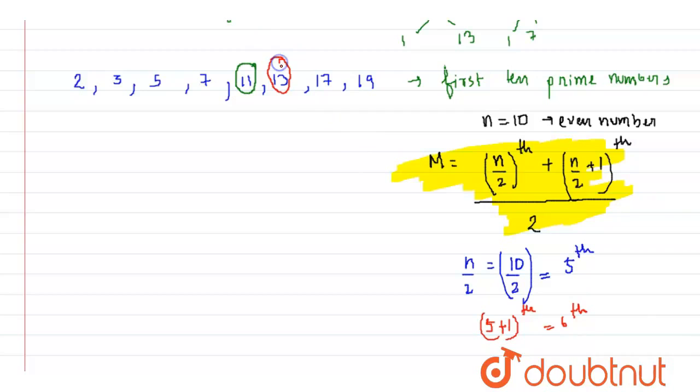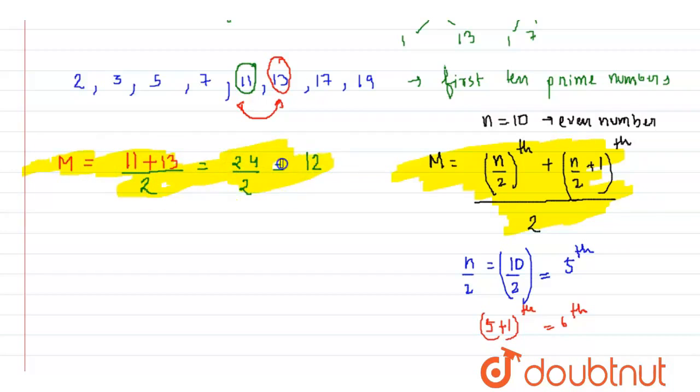So we have to add both of the numbers, 11 plus 13, and the median is 11 plus 13 divided by 2. That is a total of 24 over 2, and after this we get 12. So this will be our answer. The median is 11 plus 13 over 2, which is 24 over 2, and the final answer is 12.